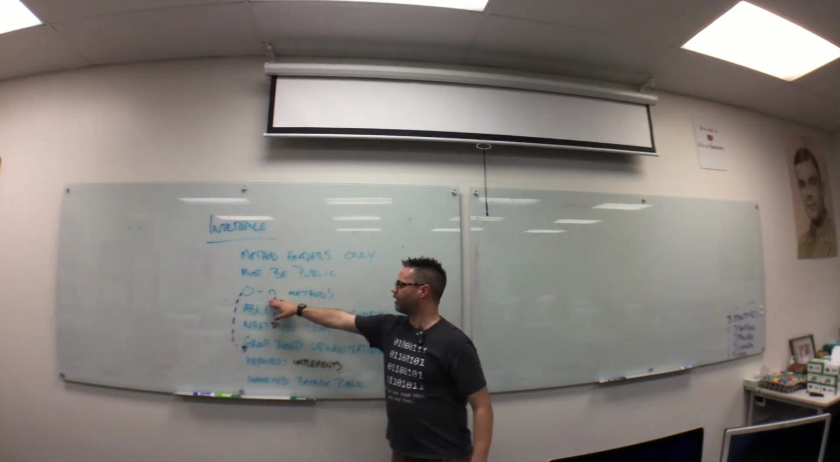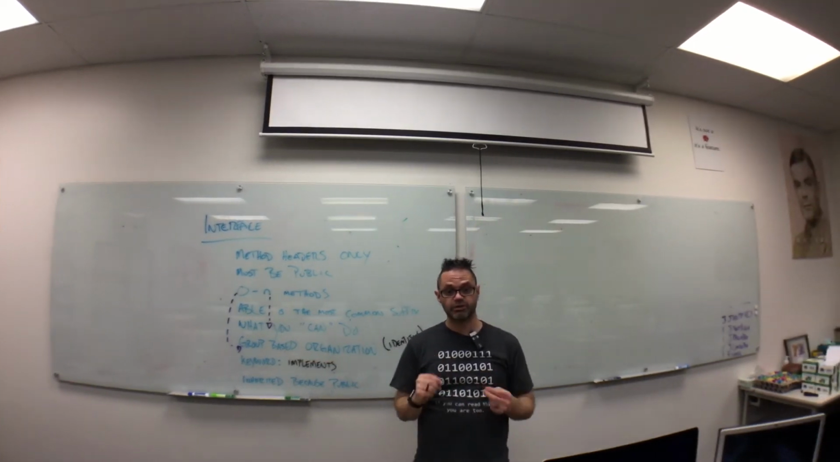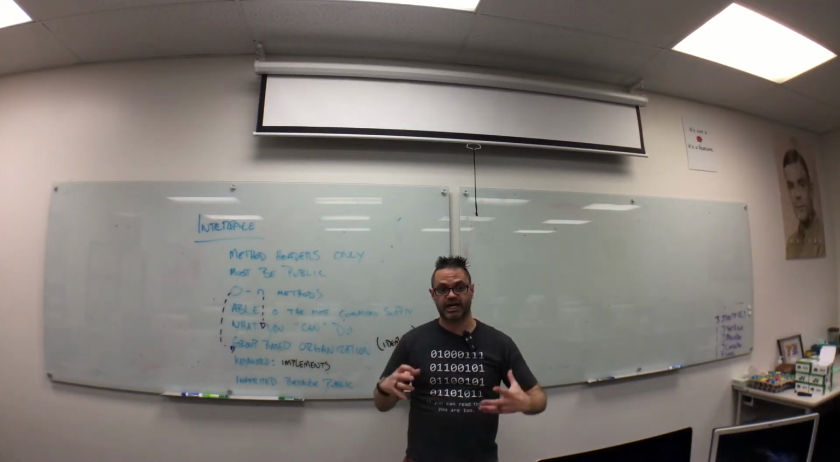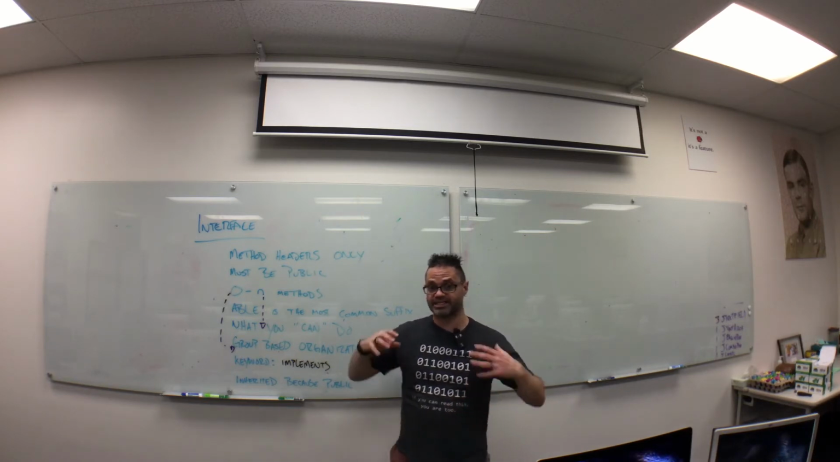We have 0 to n methods inside an interface. I say 0 because we can have an interface that has absolutely 0 methods. We're just using it to hold things together for structure, organization, or because we want to do something with it as an identity type thing.